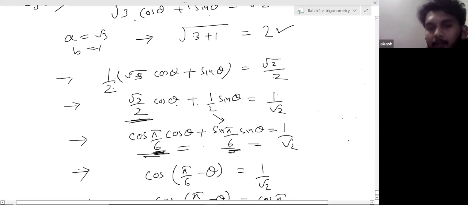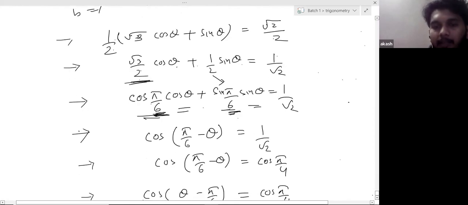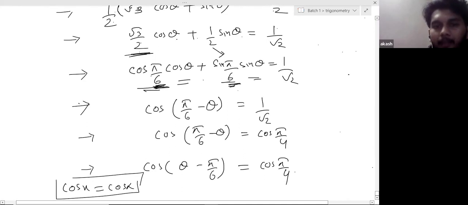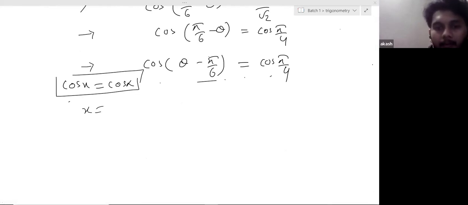So now this is cos A cos B plus sine A sine B. That is the formula for cos of A minus B. That is all. We can take the negative common out of cos. Now this is cos of some angle is equal to cos of another angle. Cos x is equal to cos alpha. So we can say x is, you know the formula. All right. Note it down.